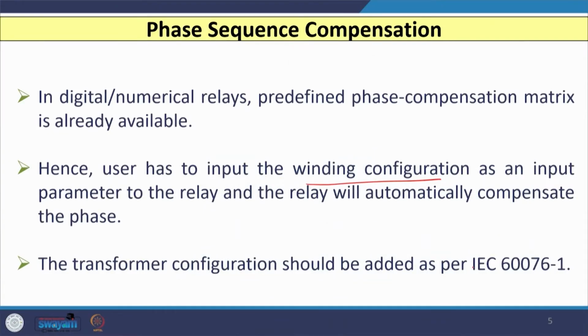Now, the question comes, in what fashion we have to input the winding connection or vector group. For a transformer, depending upon what configuration is used, we have to enter the winding configuration or vector group as per the IEC 60076 standard. So, let us see what this standard indicates.